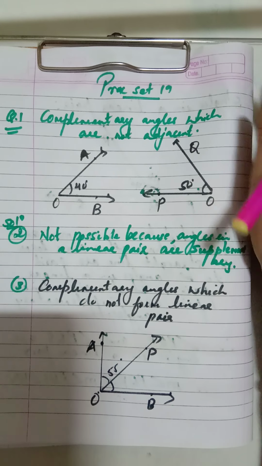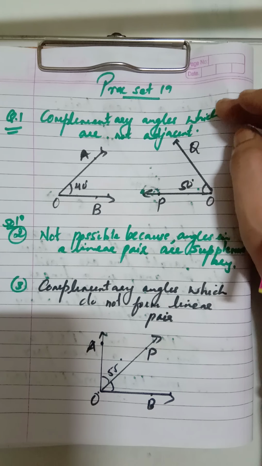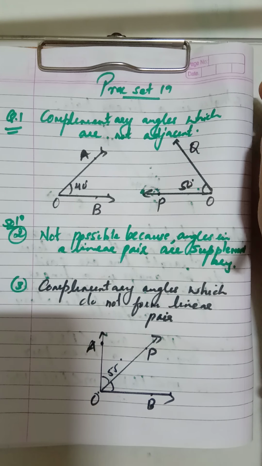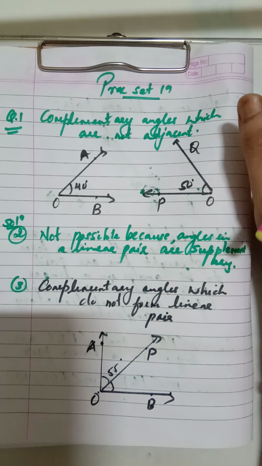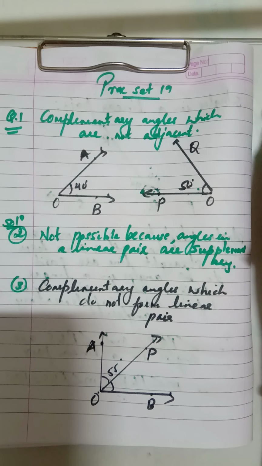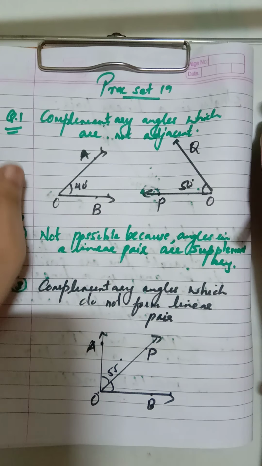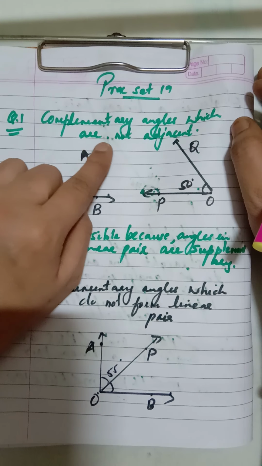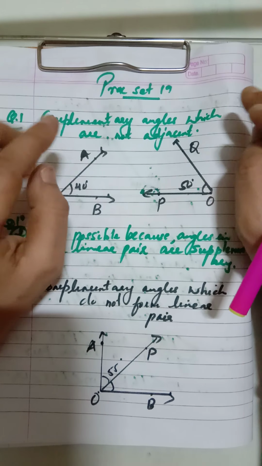Now let us start with practice set 19. Let us read the question. Draw the pairs of angles as described below. If that is not possible, say why. Children, the question is, we need to draw some figures as per the given statement, and if it is not possible, then we also have to mention the reason why it is not possible. The first question is complementary angles which are not adjacent.